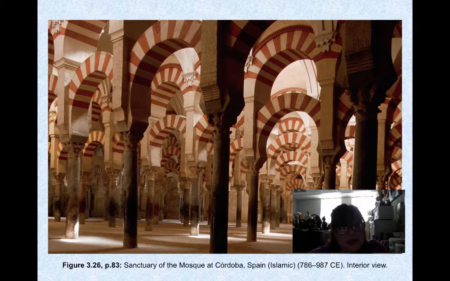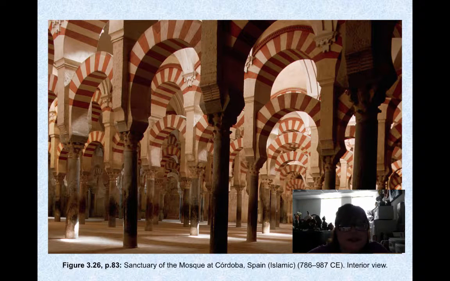And then this is the sanctuary of the mosque at Cordoba in Spain, and it's a huge mosque that was created in the 8th and 9th centuries. And you can see those beautiful red and white arches repeating over and over again. That gives you a definite sense of rhythm throughout the mosque.